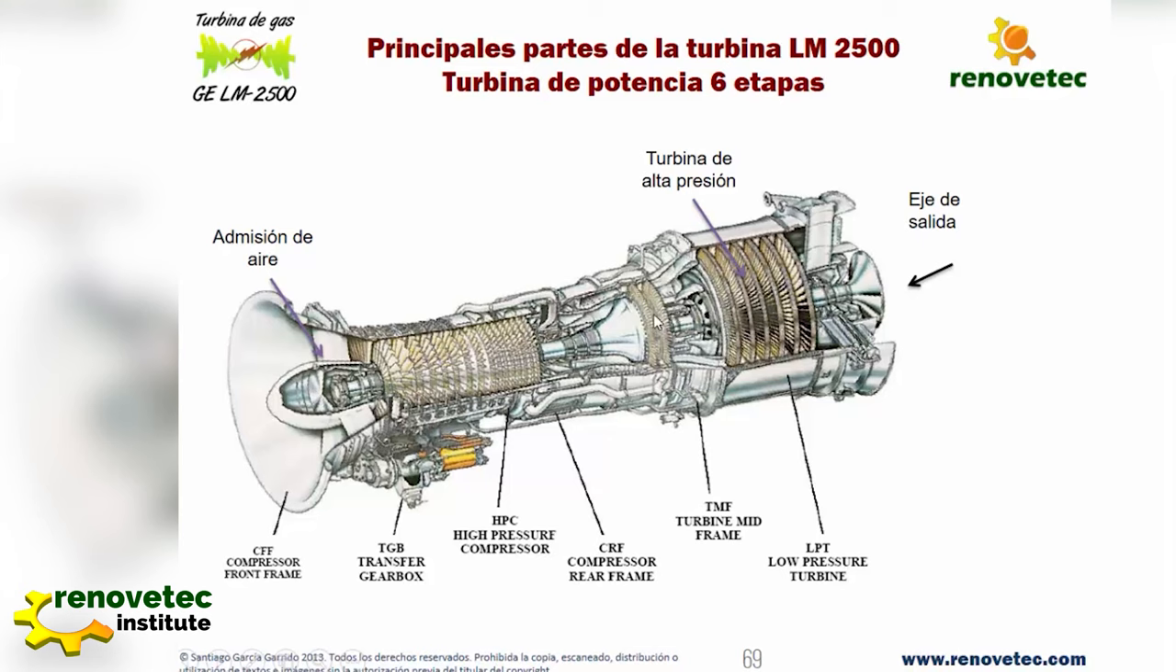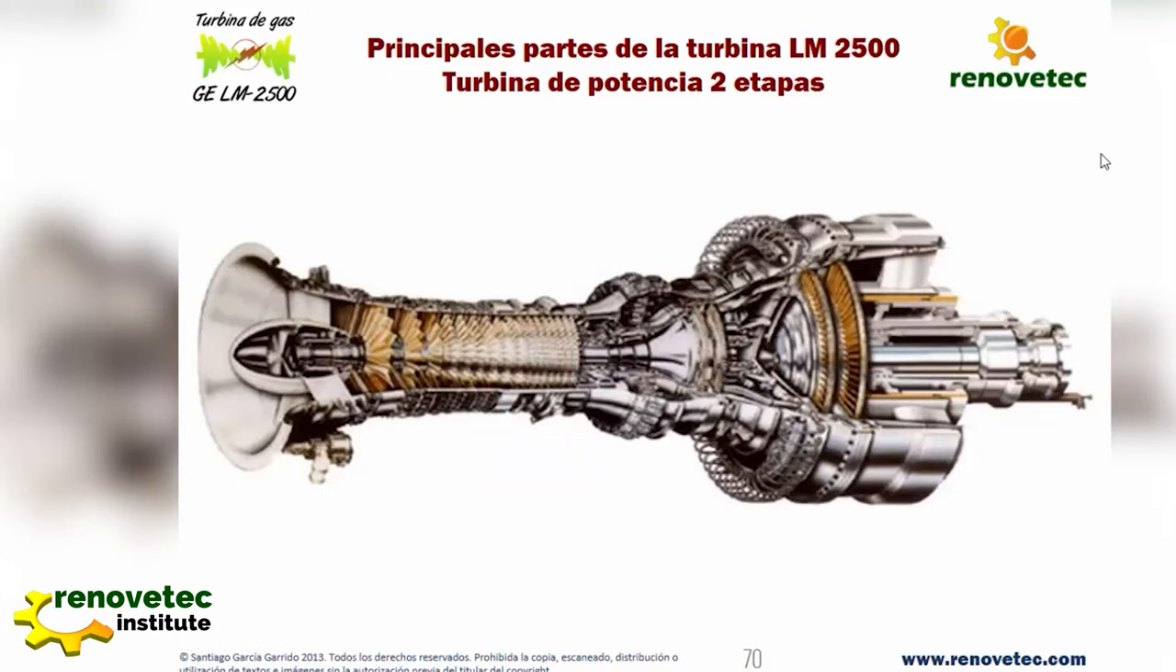The number of stages here is the same too, but this turbine could be different depending on the application, depending on the exact model that we are using from the LM2500. See this other figure, for example, and in this other figure, we have a different configuration. In this configuration, we have only two stages.